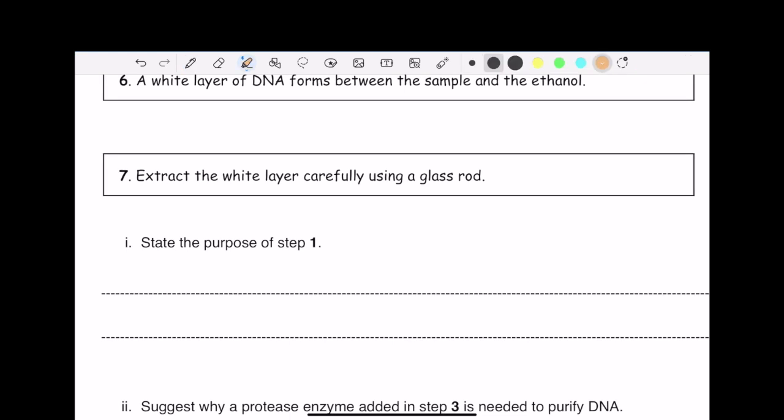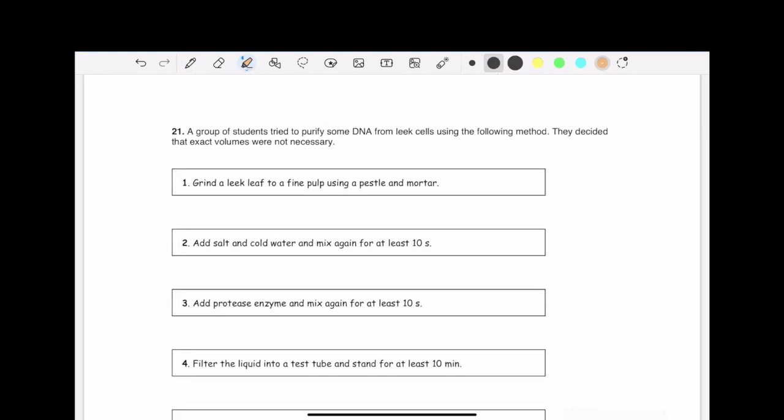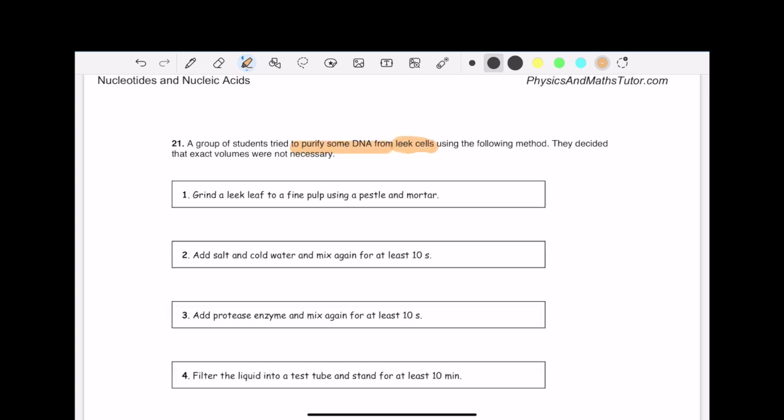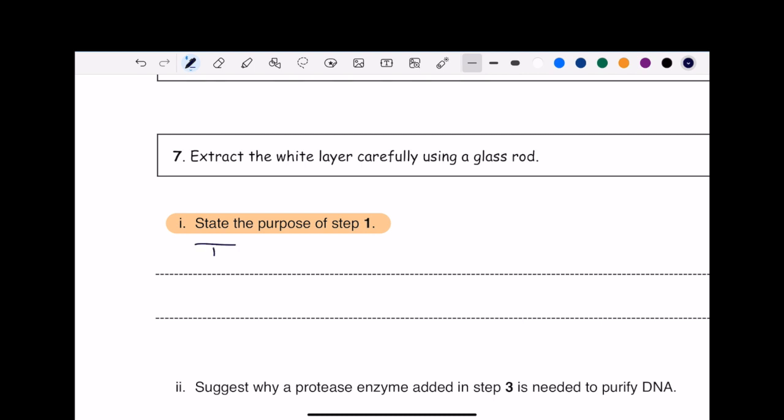Let's read the question. State the purpose of step 1. Right, well, what is this question about? Purifying some DNA from leaf cells. So you want to grind it. Well, what's a leaf? It's a plant. What do plants have? They have cell walls. The purpose of grinding it is to break down the cell wall.